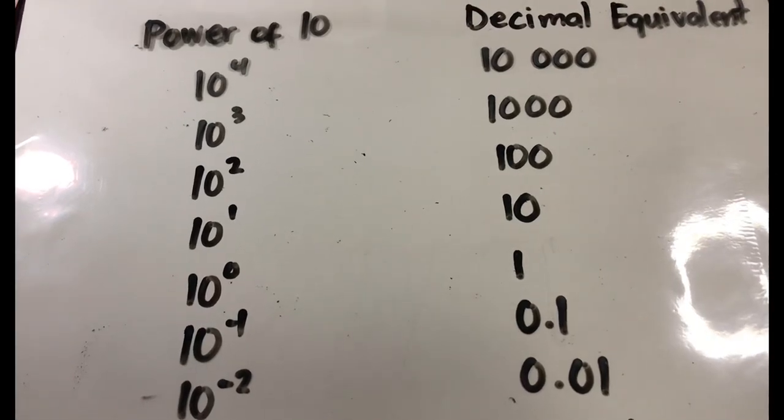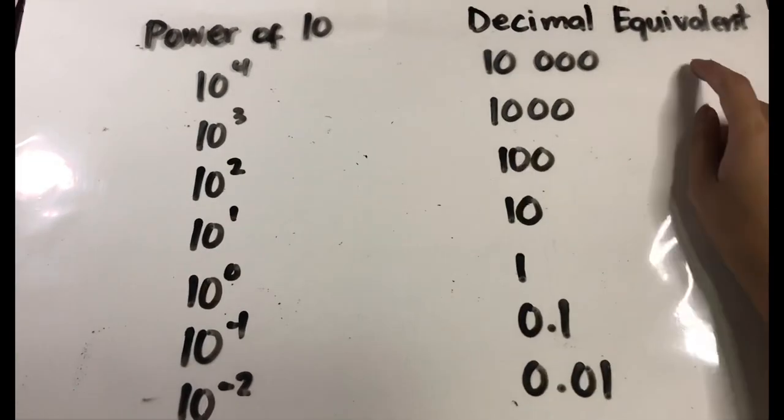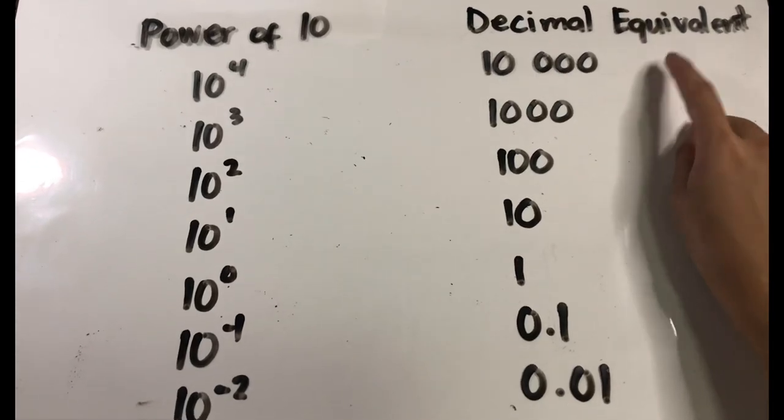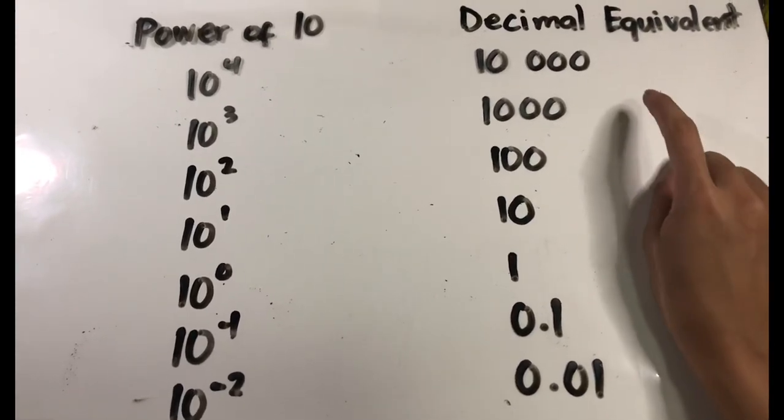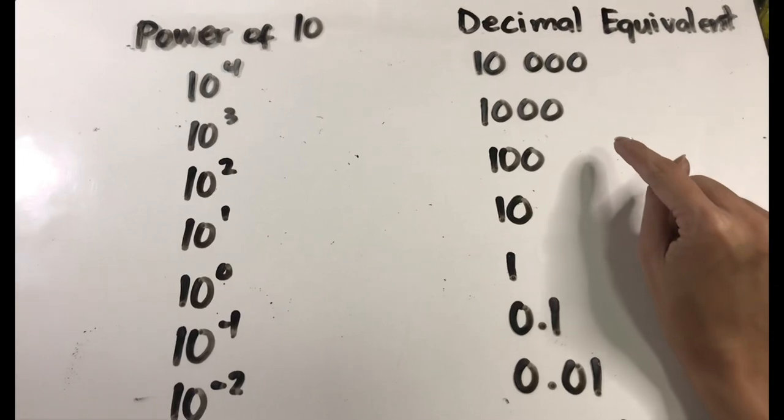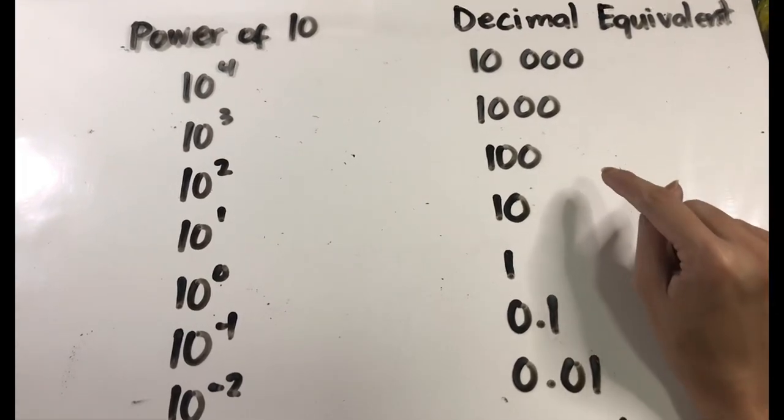Okay, 10 raised to 4 is actually equivalent to 10,000. 10 raised to 3 is equivalent to 1,000. 10 raised to 2 is equivalent to 100. And 10 raised to 1 is equal to 10.